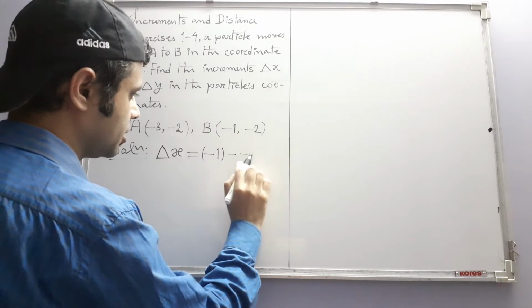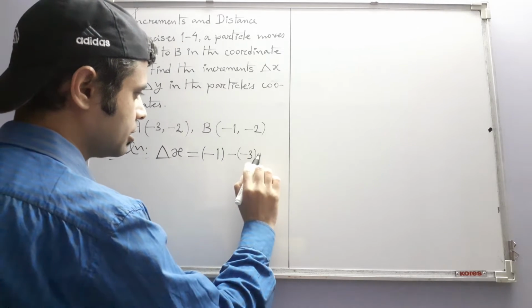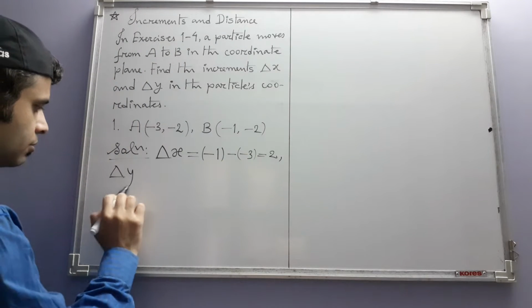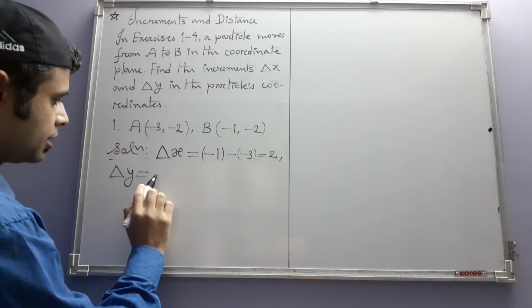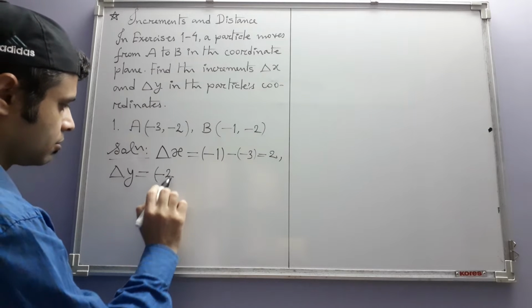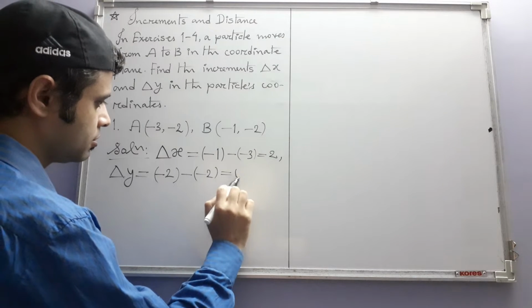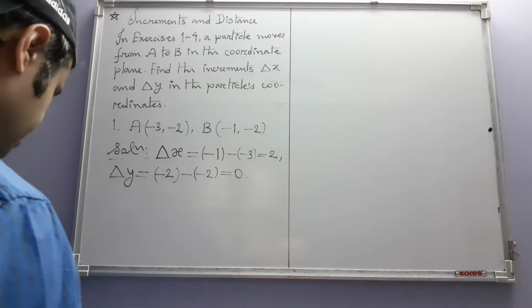-1 minus 3, so this is equal to -4. Like that, delta y is -2 minus -2, so this is 0.